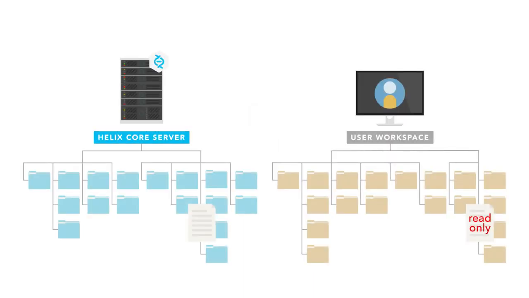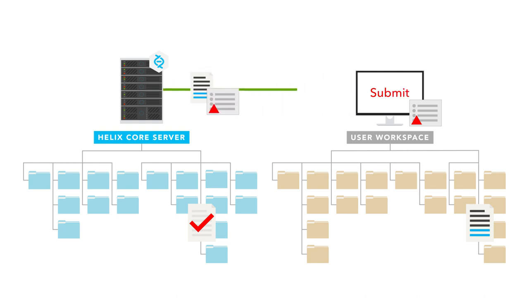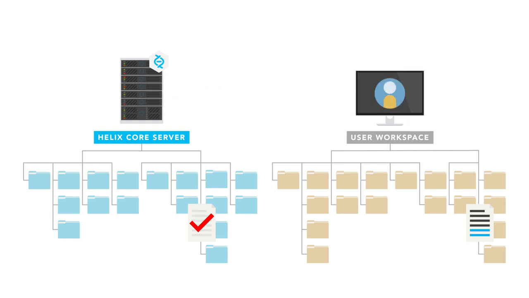To modify a version file, you must first check it out. When you check out a file, Helix Core changes the permissions of the file copied to the workspace from read-only to read-write and adds the file information to a change list. When you have finished modifying a checked-out file, submit the updated file to Helix Core. Helix Core stores the submitted file in the depot as a new revision.